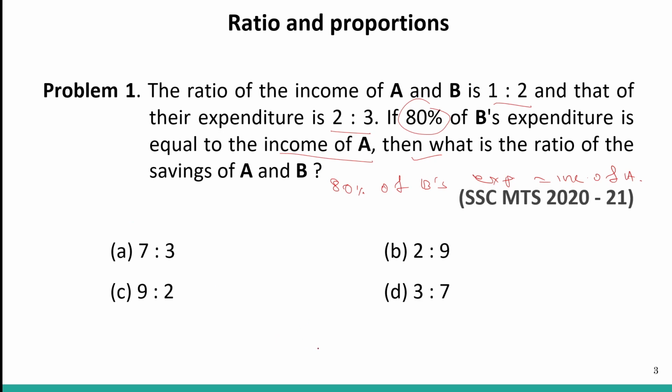Let's first remember the formula for savings. Savings is equal to income minus expenditure. So this is the formula for savings. Let's figure out which among these four options is the correct one. Is it 7:3, 2:9, 3:7 or 9:2?